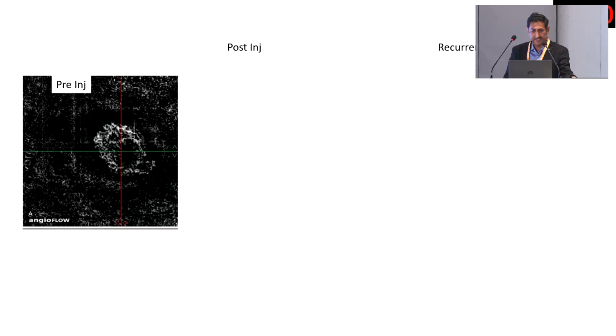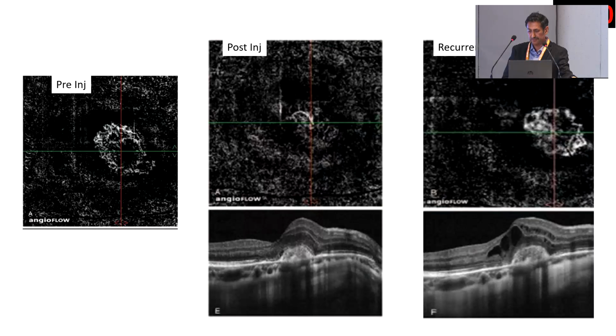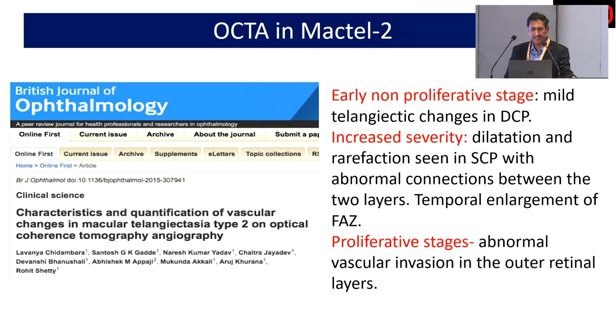Similarly, this is pre-injection, this is post-injection. You can see the change in morphology, and this is the recurrence at 3 months. So in myopic CNVM, OCTA is very useful. And the other thing is the macular telangiectasia. So basically in MacTel, because of the FFA leakage, you don't really get to know what is happening.